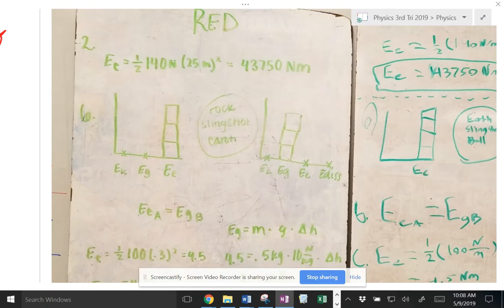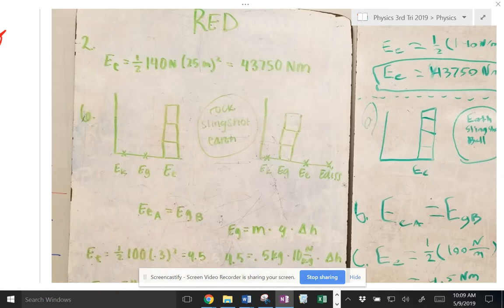So we use the equation for EE, and so we said 1/2, and the spring constant is 140 times 25 for the change in x, because it stretches 25 meters, and we squared that to get 43,750 newton meters. So 1/2 k x squared. What is this called? Alright, cool. Any questions on that?